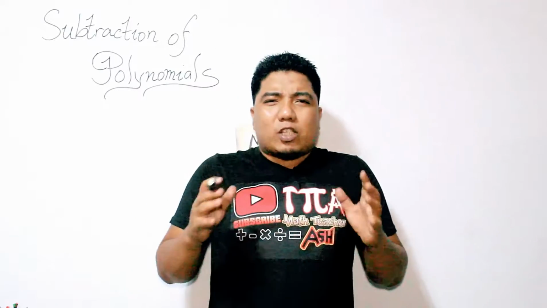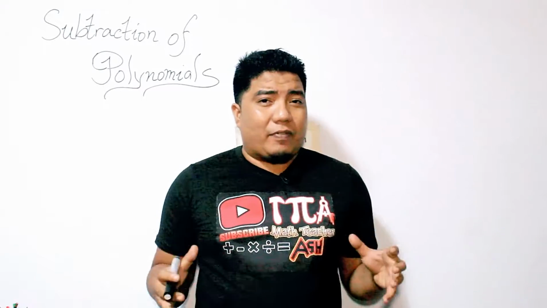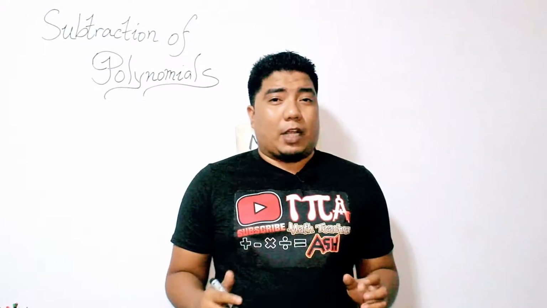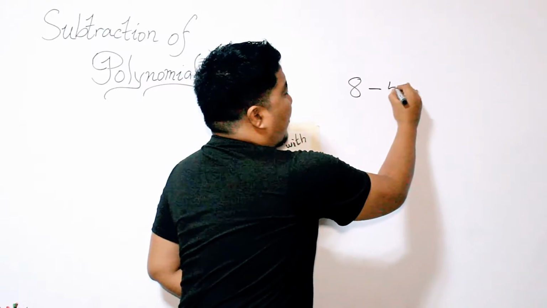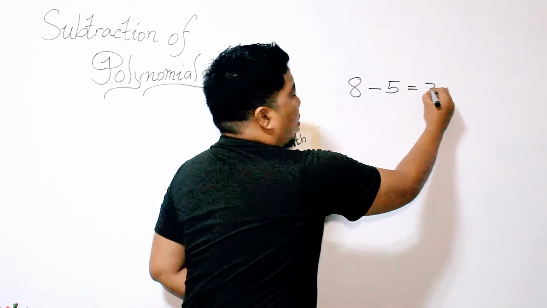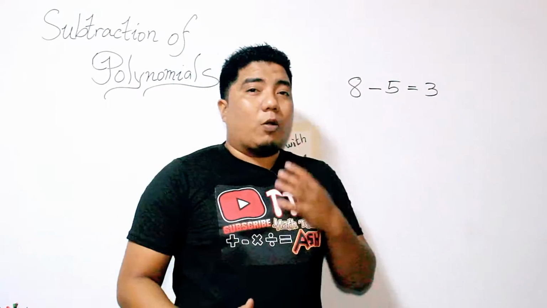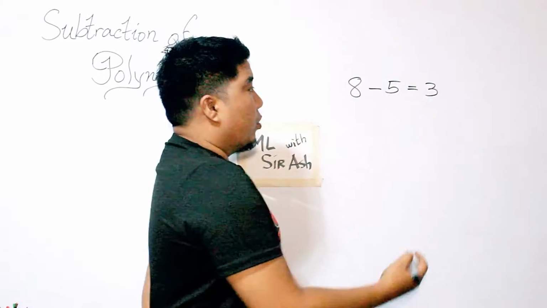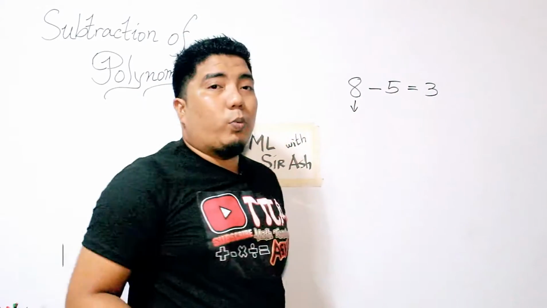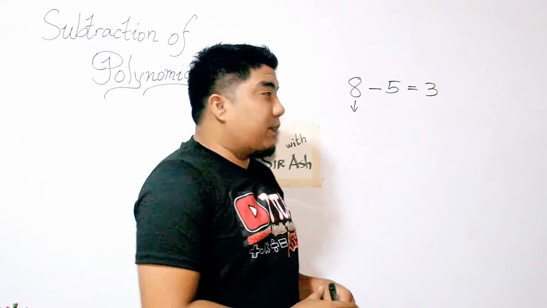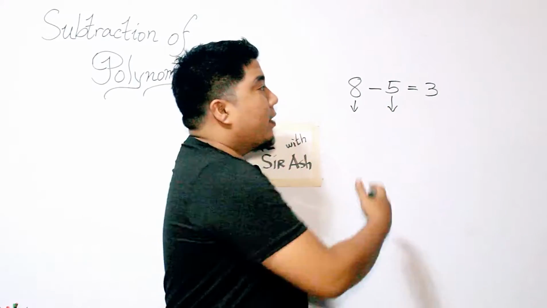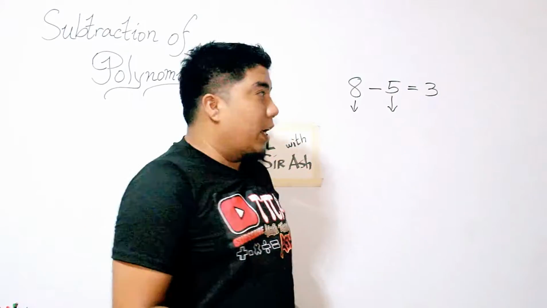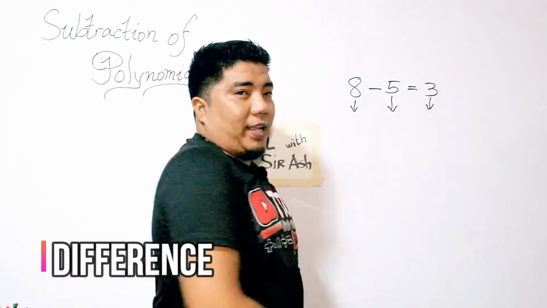Okay, now let's go first on the foundational level. What are the parts of subtraction? If we have, let's say, 8 minus 5, that is equal to positive 3, right? Now, these are the parts of subtraction. This 8 here is what we call the minuend. This 5 here is what we call the subtrahend. And the result of the subtraction is what we call the difference.